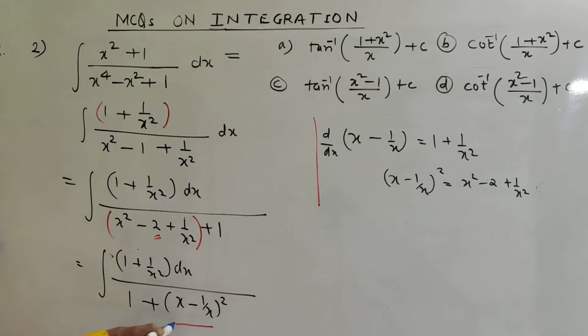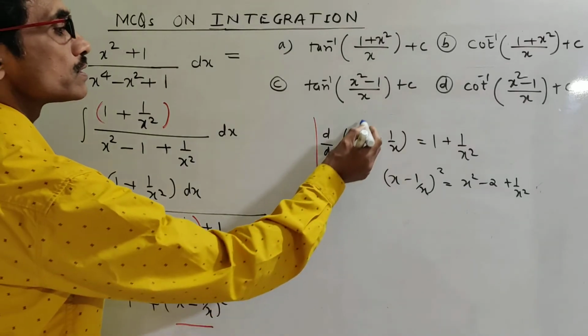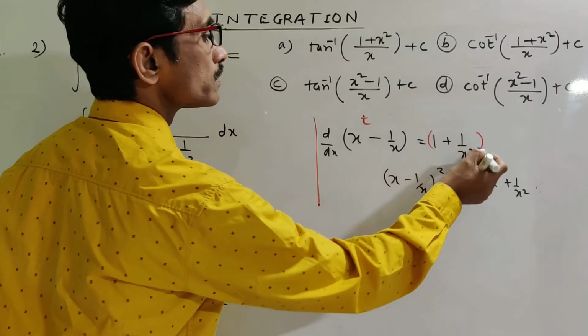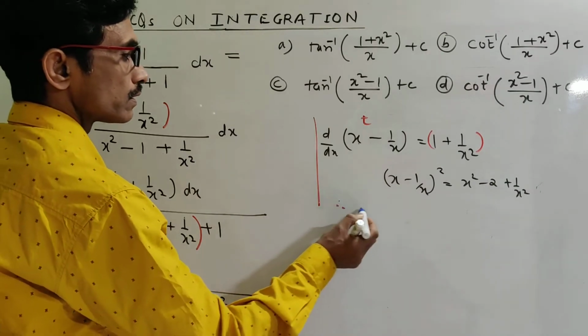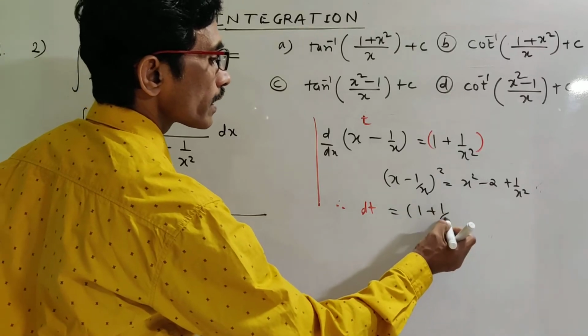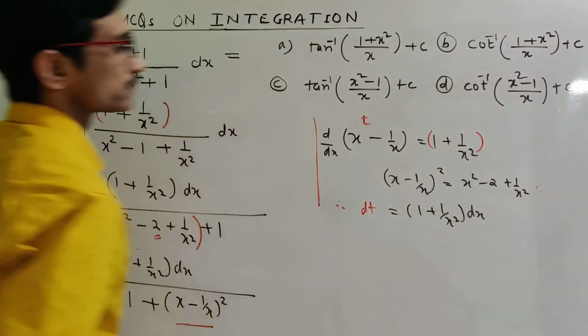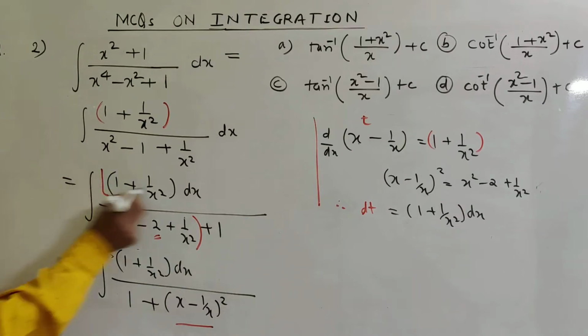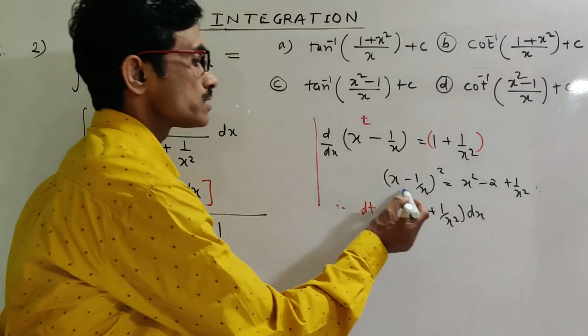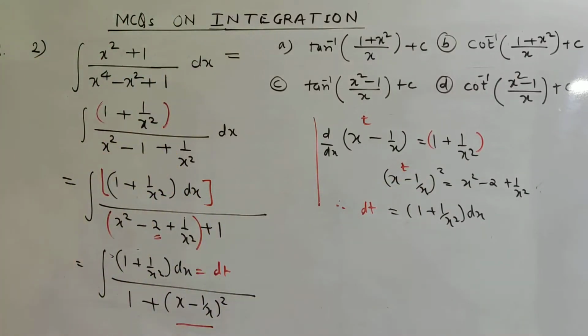Now if we put this equal to t, so t is equal to this, then dt by dx is this. Therefore dt is equal to 1 plus 1 upon x square into dx. So this is nothing but dt, and we substitute this as t, so it is t square plus 1.